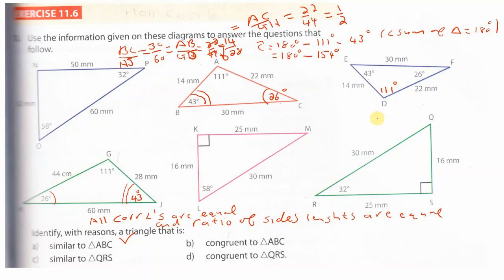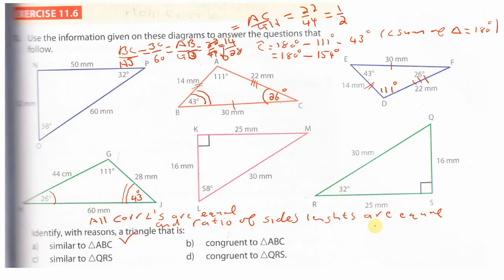Now let's see, we know that opposite the largest angle we have the longest side, so this side matches this side, and then opposite the smallest angle we have the shortest side, and we see the 14 millimeter matches the 14 millimeter, and the remaining 22 millimeters here matches the 22 millimeters in triangle DEF.